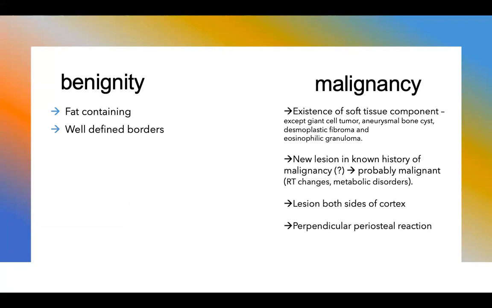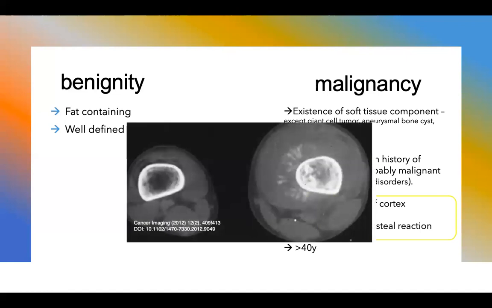When we have perpendicular periosteal reaction, and in patients above 40 years old. The most specific features of malignant lesions are the cases where the soft tissue exists on both sides of the cortex with the cortex preserving its integrity, and the perpendicular periosteal reaction.